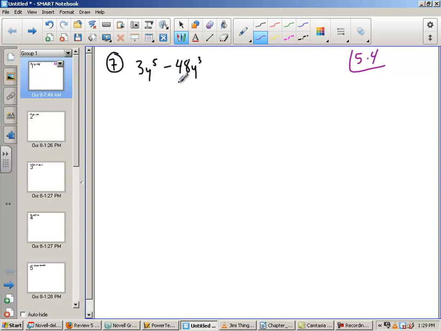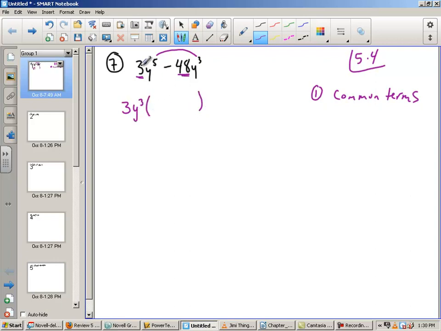First thing we do every time is look for common terms. What that means is we're going to look at the numbers. Do they divide by anything? Well, 3 and 48 are both divisible by 3. And then when I go to take the y's, I always look at the smaller of the two exponents, or 3 or 4 or 5 exponents, however many y values there are. The most I can ever take is the smallest, and it looks like both of them have at least 3, so I'll take y to the third out.